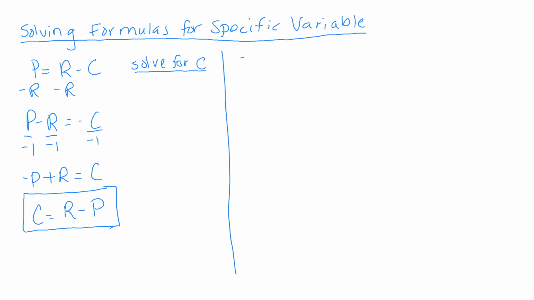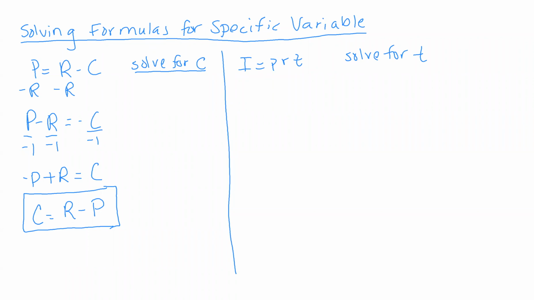Let's say that I have I equals PRT. This is a classic simple interest formula. Interest equals the principal times the rate times the time. So if you were going to take out a small loan, the principal would be what you borrow, the rate would be the interest rate, and T would be the time in years. So let's say for this one, we're not interested in what the interest is, we're interested in time.